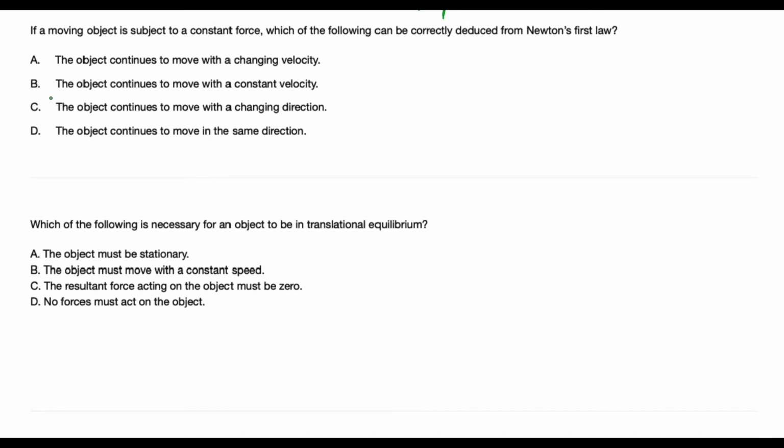If a moving object is subject to a constant force, which of the following can be correctly deduced from Newton's first law? So constant force is equal to mass times acceleration. So if there's acceleration, the velocity has got to be changing. So A is the correct answer.